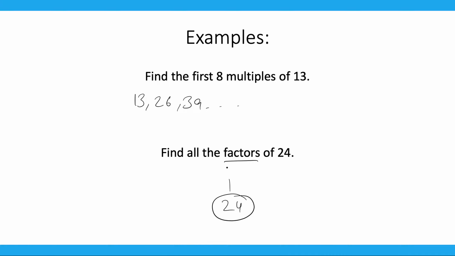Does it go into the 1 times table? Yes it does, 1 and 24. 2 times table? Yes it does, 2 and 12. The 3 times table? 3 and 8. 4 times table? 4 and 6. 5 times table? No, we've got the 6. 7? No, we've got the 8. So these would be the factors of 24.